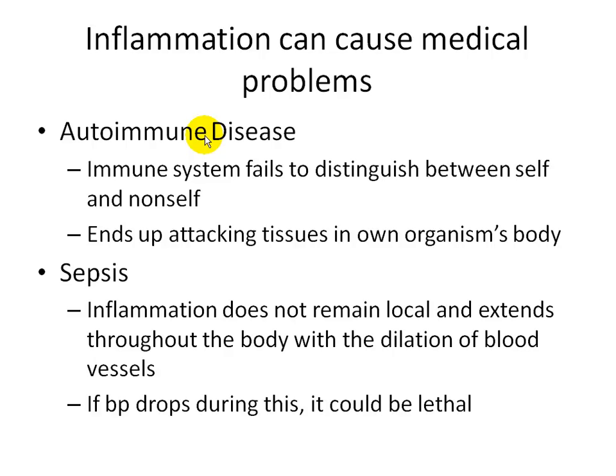And the third problem that could happen with inflammation is sepsis. The inflammation does not remain localized, and it extends throughout the body with the dilation of blood vessels. And so if this is coupled with blood pressure dropping, it could be a lethal situation.